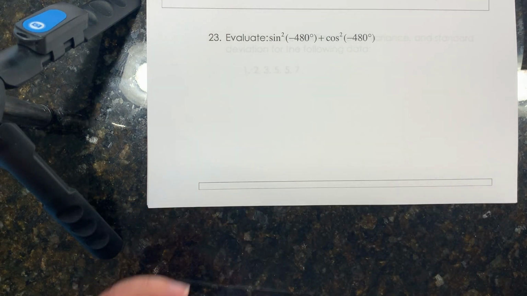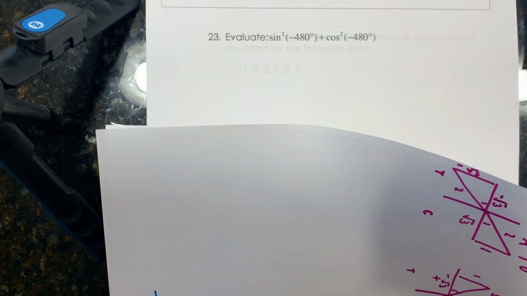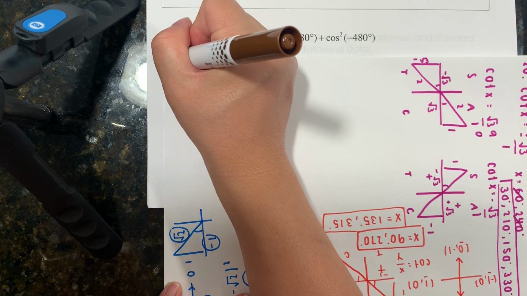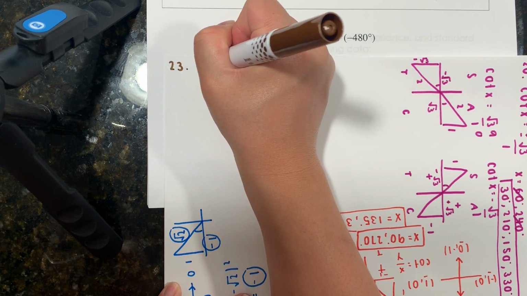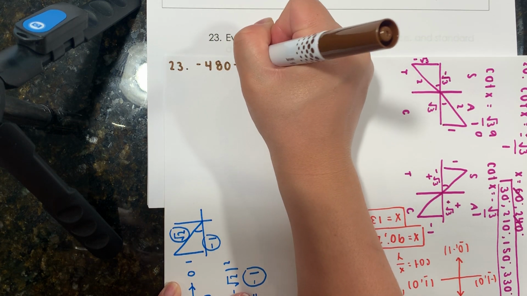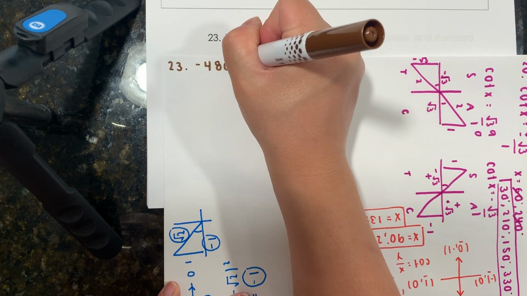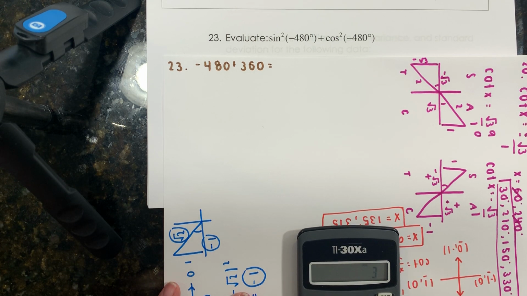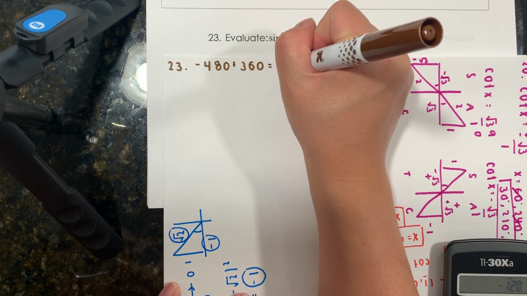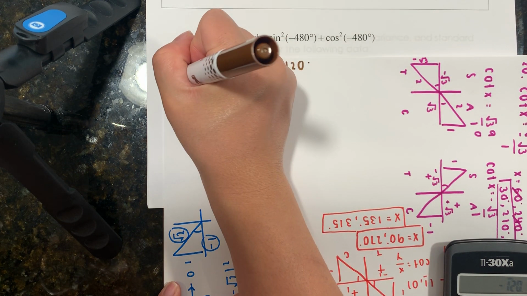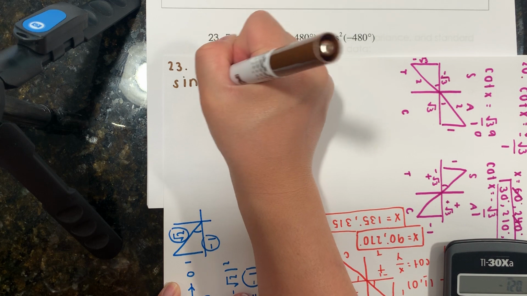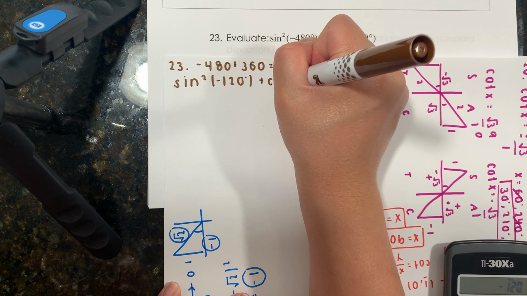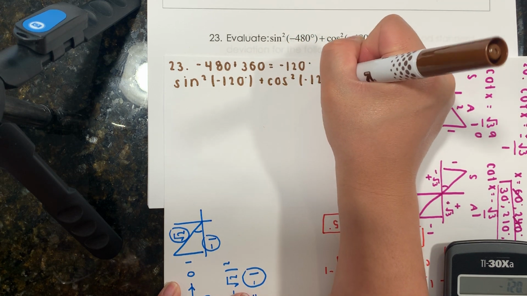Now moving on to number 23. We have negative 480 degrees, which is greater than 360 in magnitude, so we're going to want to change that. So for negative 480, we're going to subtract off 1 rotation, which means we should add 360, not make it bigger. So negative 480 plus 360 would be negative 120. So really I have sine squared of negative 120 plus cosine squared of negative 120.